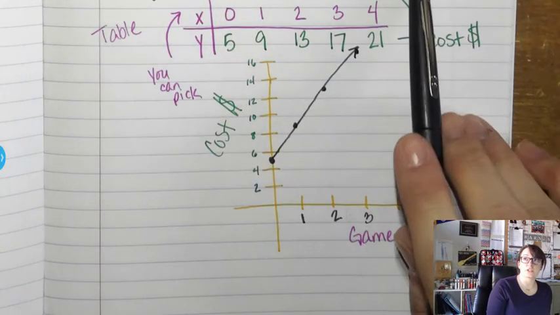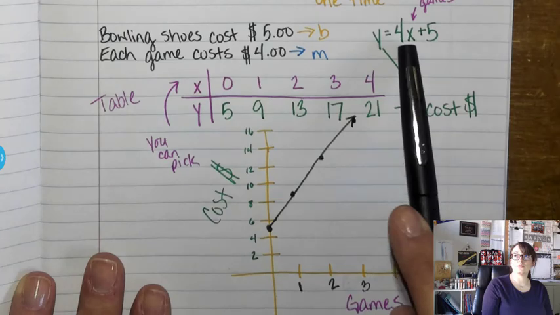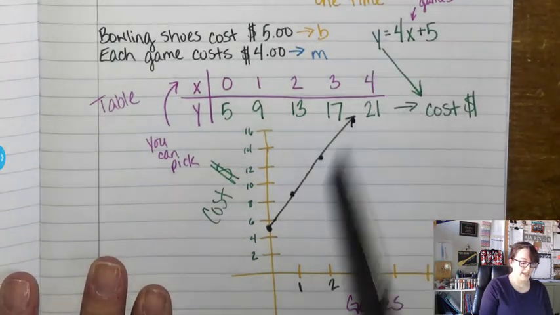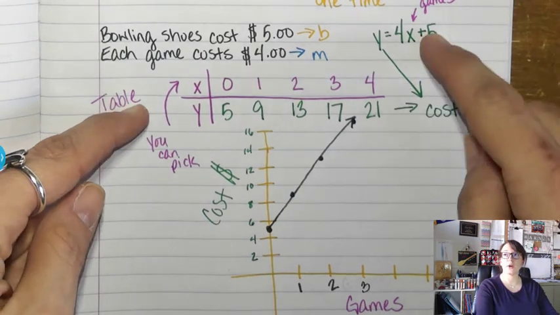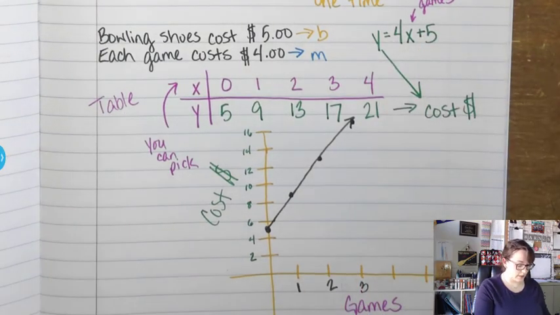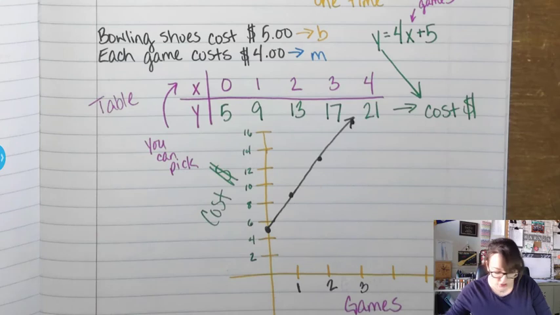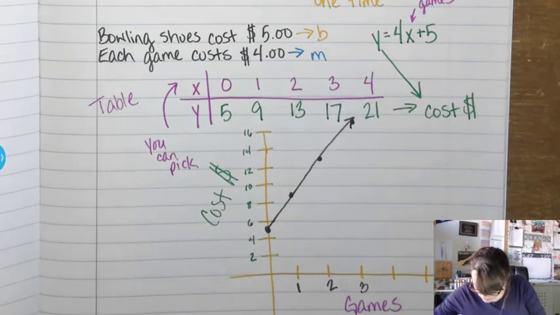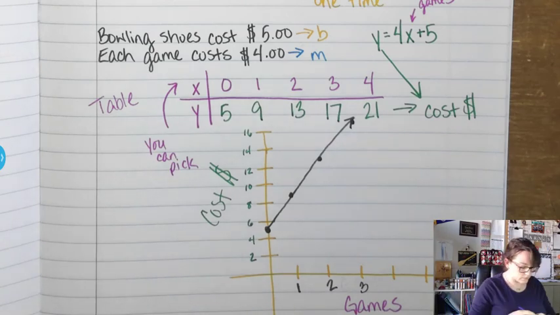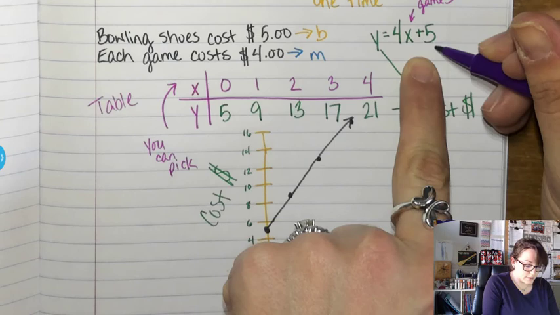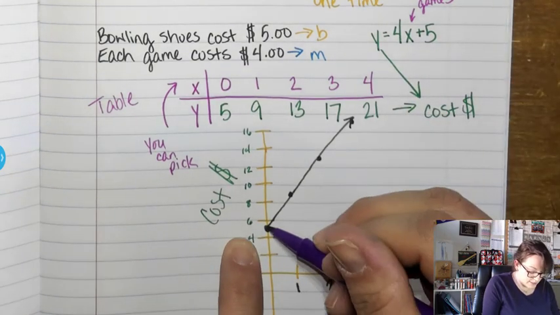So we wrote our equation, and we graphed the line. Now, looking at my table, my equation, and my graph, where did it start? What was the number it started with? 5. So this is b.